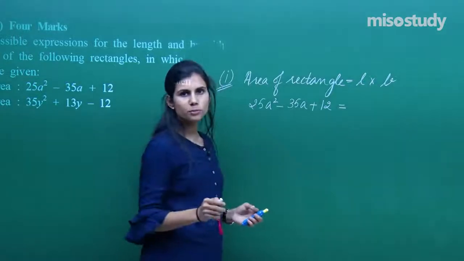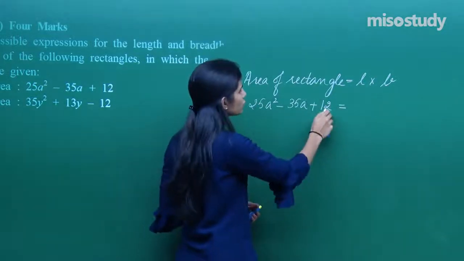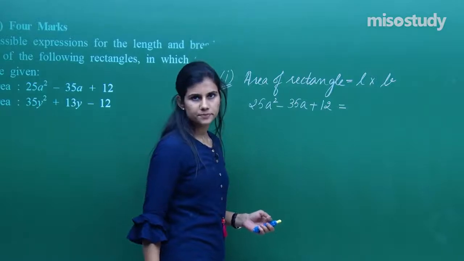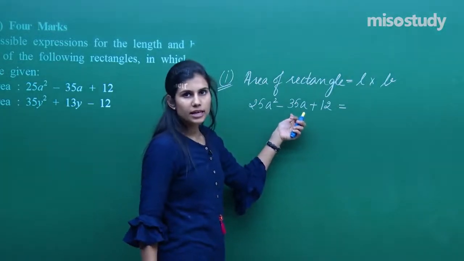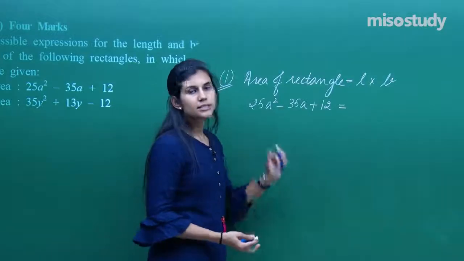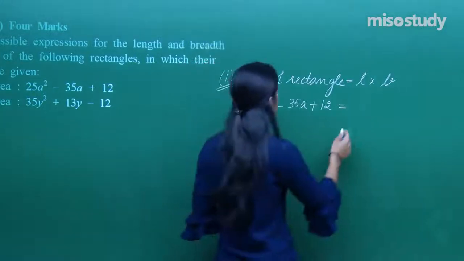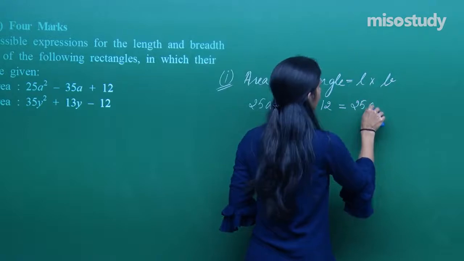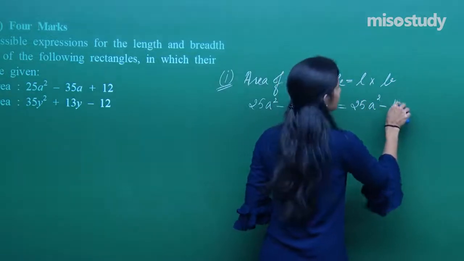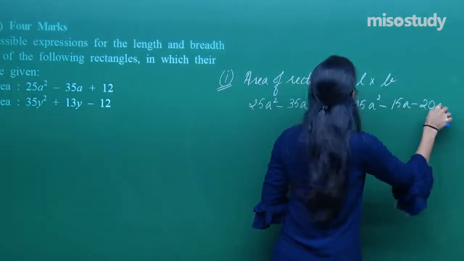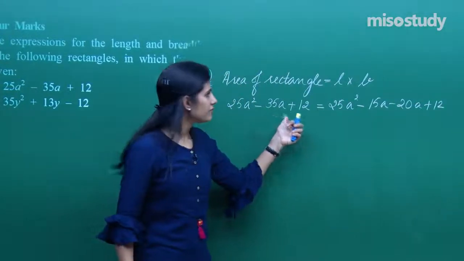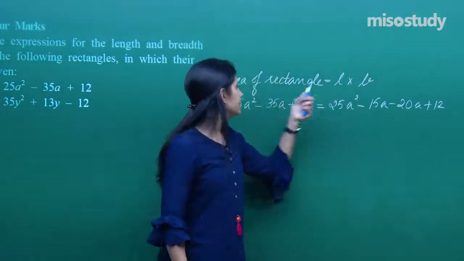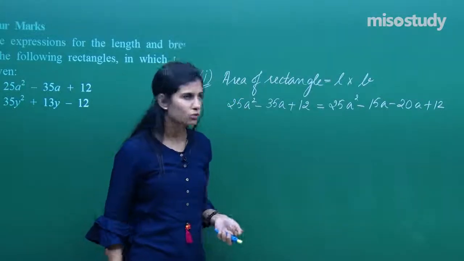Of course, if you try to break the middle term, 25 into 12 will be 300, right? And you know 15 into 20 is also 300. And minus 15 minus 20 is minus 35. So you can write this as 25a square minus 15a minus 20a plus 12, because minus 15 minus 20 is minus 35, and minus 15 into minus 20 is plus 300, which is 25 into 12.